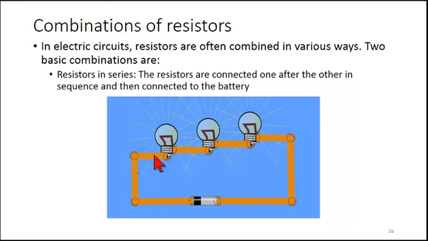So first we have connections in series, and that is what happens when we connect light bulbs one after the other. So this light bulb is connected to the next one, which is connected to the next one, and all of that is eventually connected to a battery. That's what we refer to as a series connection.